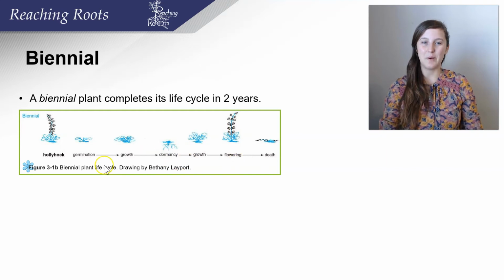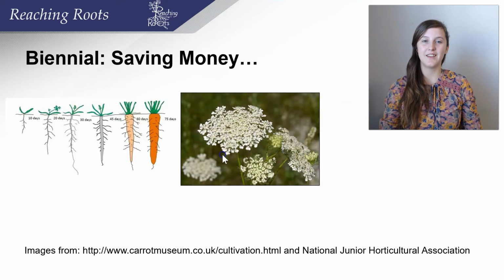Let's go through an example. The plant will germinate, it will grow, it will enter dormancy, it will grow again, and then it will flower, and then it will die. In the first season, biennials invest a lot. They save carbohydrates so that early the next year, usually in the springtime, they can flower right away.